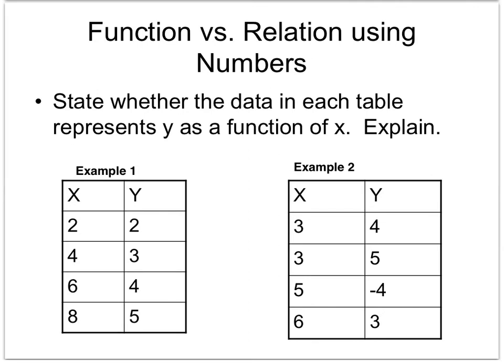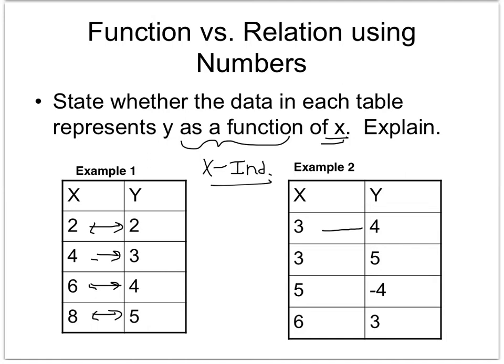Okay, so let's look at numbers. Which one of these is a function and which one of these is a relation? We're going to state whether the data in this table represents y as a function of x. So this statement, as a function of, tells us that x is the independent variable. Okay? So let's look at this. We've got a 2 and a 2, a 4 with a 3, a 6 with a 4, and an 8 with a 5. And let's make a comparison here. We have a 3 and a 4, a 3 and a 5, a negative 4, and a 6 and a 3.